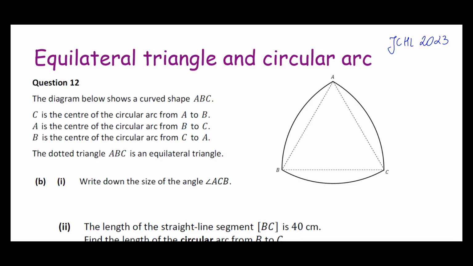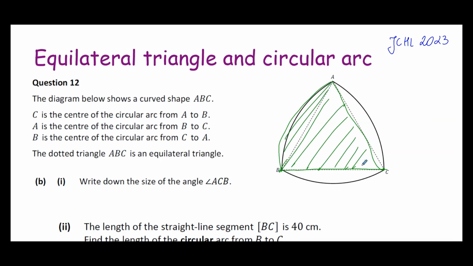Okay, let's have a look at the question that involves a triangle and part of a circle. In this question, we have a curved shape, and we are told that C is the center of the circular arc. So here it is, AC, AB. What that is, is a sector of the circle. So not a full circle, it's a slice of a circle.